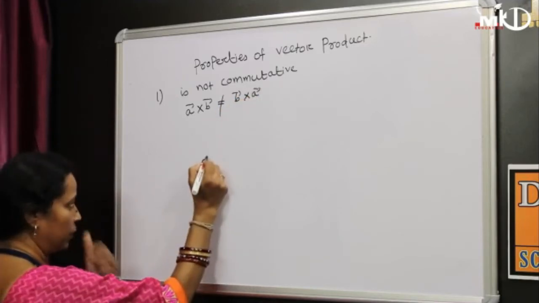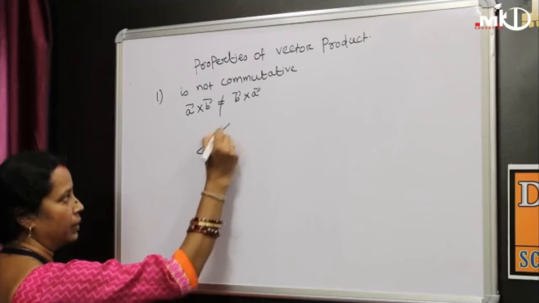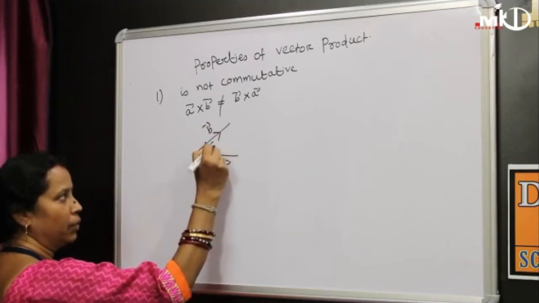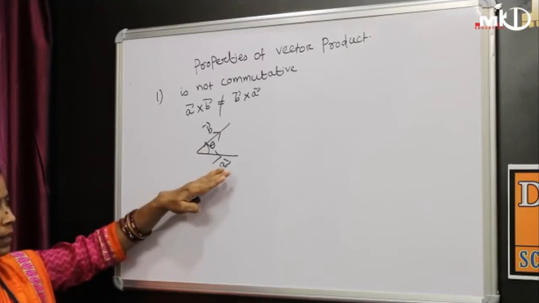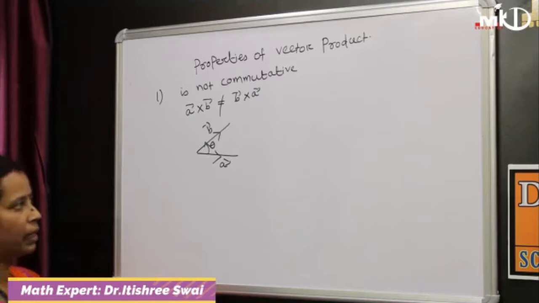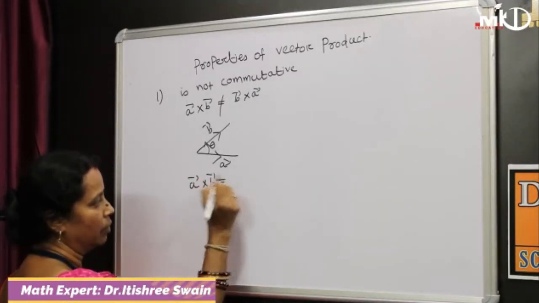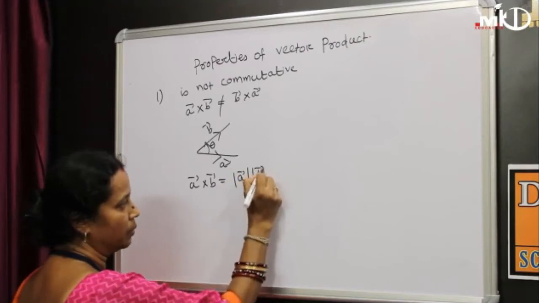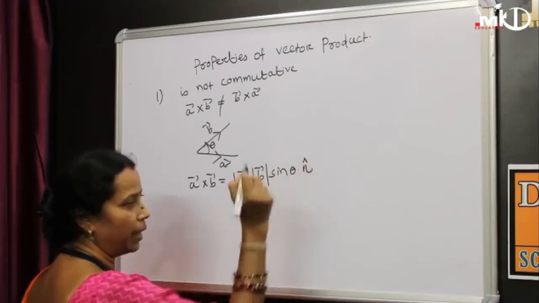Now you see from the definition, suppose this is our A bar and this is our B bar, and the angle from A to B we measure anticlockwise, that is equal to theta. So whenever we find the vector product A bar cross B bar, it is equal to modulus of A bar into modulus of B bar into sine theta into n cap.